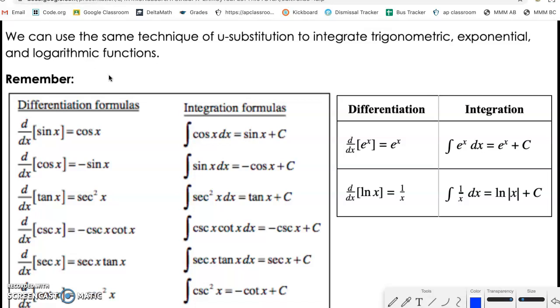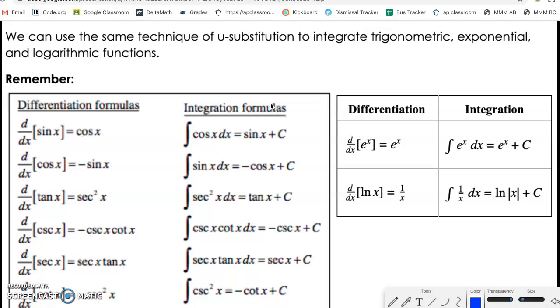All right, so I know we went over some u substitution last time I was in and basic integral rules. So we're going to use u substitution to integrate a trigonometric, exponential, and logarithmic function. So it's basically just using u substitution to integrate more complicated or transcendental functions.